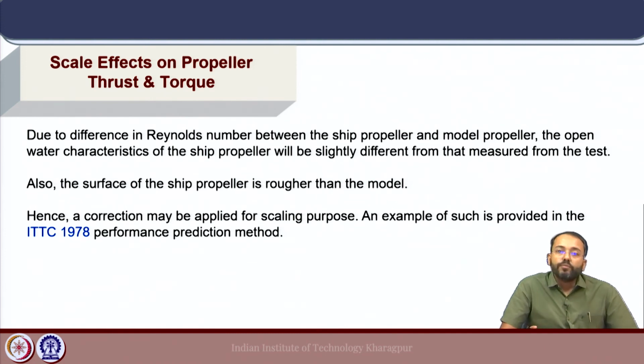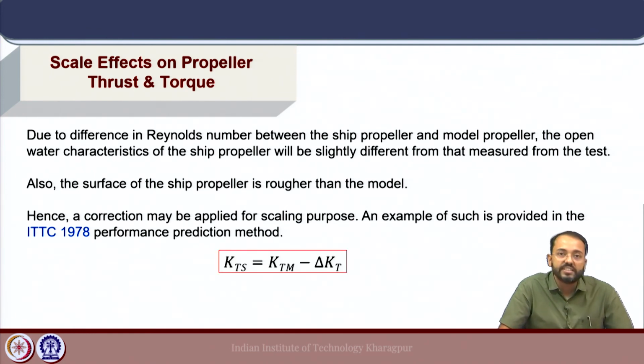The idea is, here we have measured the open water performance for a model propeller, and because of the effects of change in Reynolds number and also roughness, the full scale performance of a propeller will be different, and some procedure may be applied to convert these model scale values to the full scale value. And one example of that is this ITTC 1978 performance prediction method that we will discuss now.